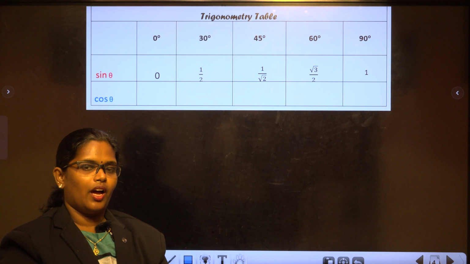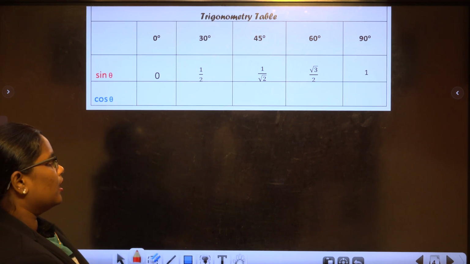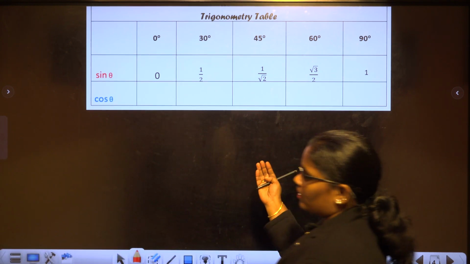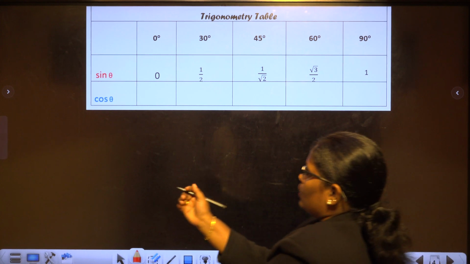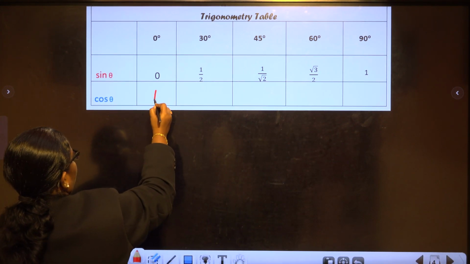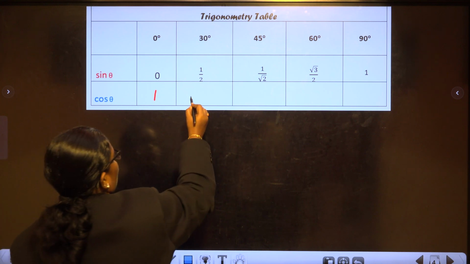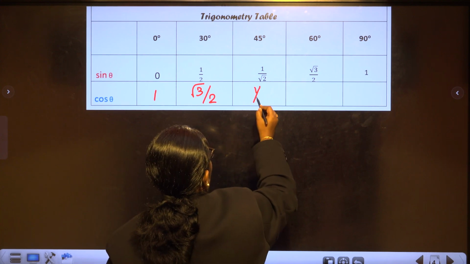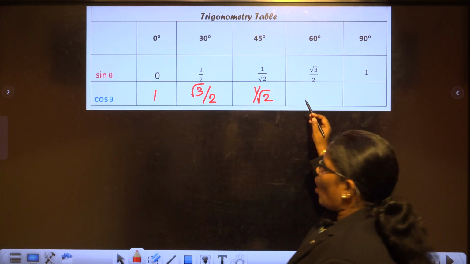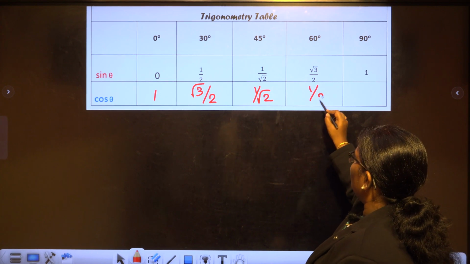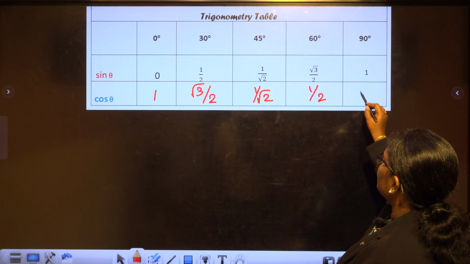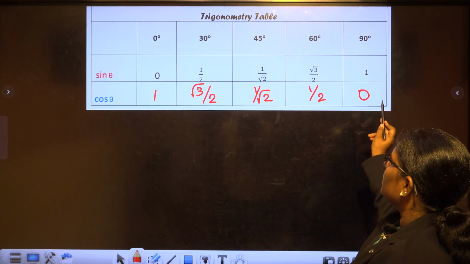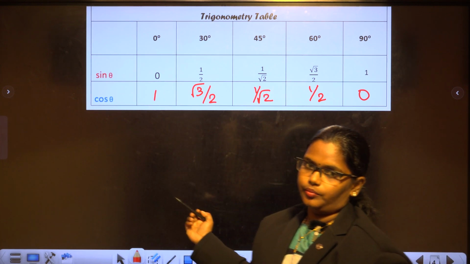Next, we will derive the values of cos theta. For cos theta, if you write all the values of sine theta in the reverse order, you will get the values of cos theta. So cos 0 is 1, cos 30 is root 3 by 2. Cos 45 is 1 by root 2 and cos 60 is 1 by 2 and cos 90 is 0. You can see that all the values of sine theta are written in reverse for cos theta.